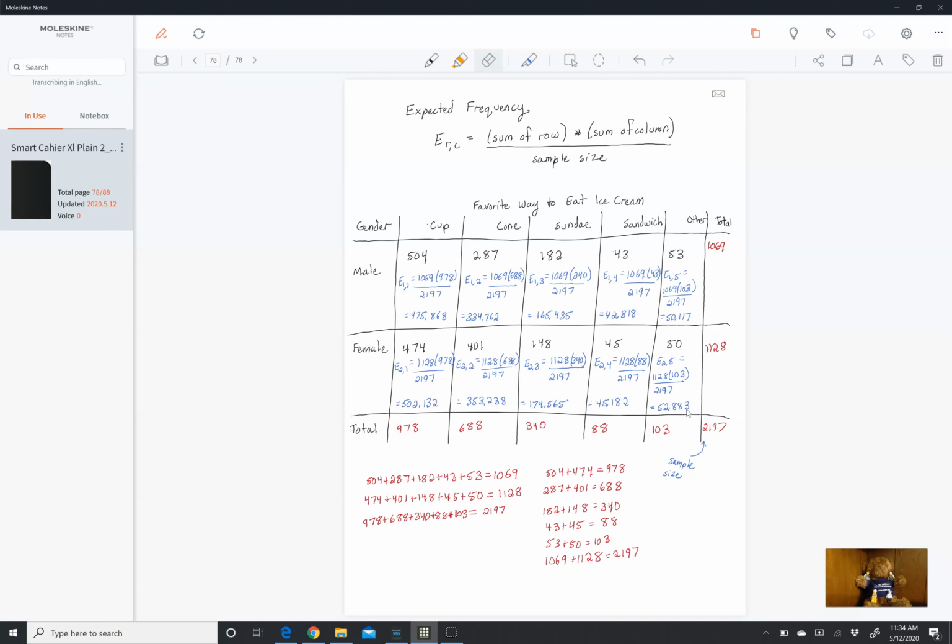So how do we do the chi-square independence test?